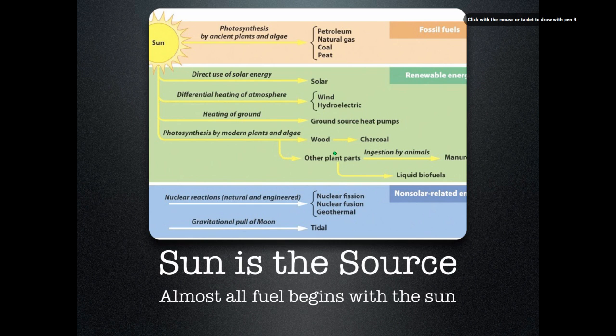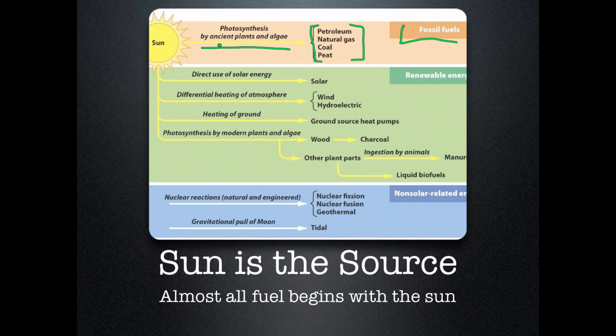So let me show you a couple things. If we're talking about fossil fuels, this orange column up here, we got the sun. Photosynthesis by ancient plants and algae take the energy from the sun and they store it in sugars. The sugars that are produced from photosynthesis in those ancient plants and algae are stored in petroleum, natural gas, coal, and peat. When we extract these fossil fuels and burn them, we are releasing the energy that was stored by the plant doing photosynthesis millions of years ago.